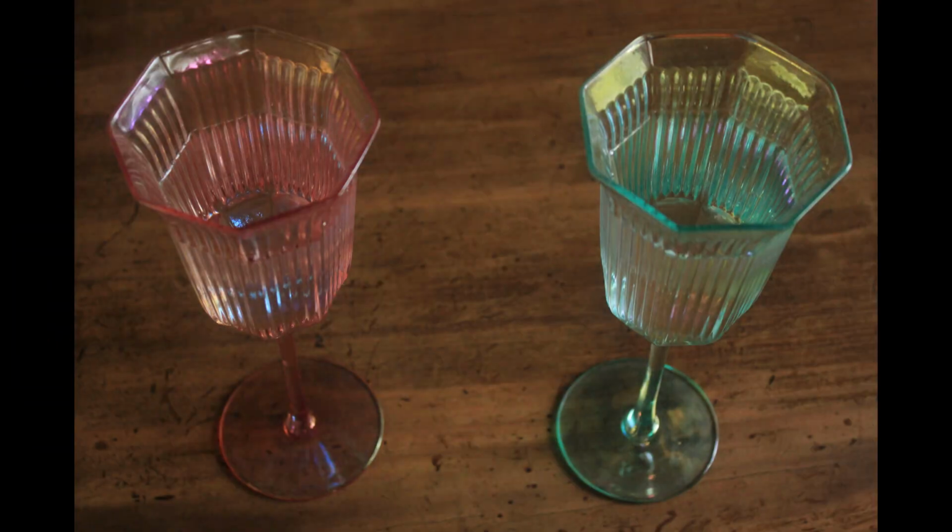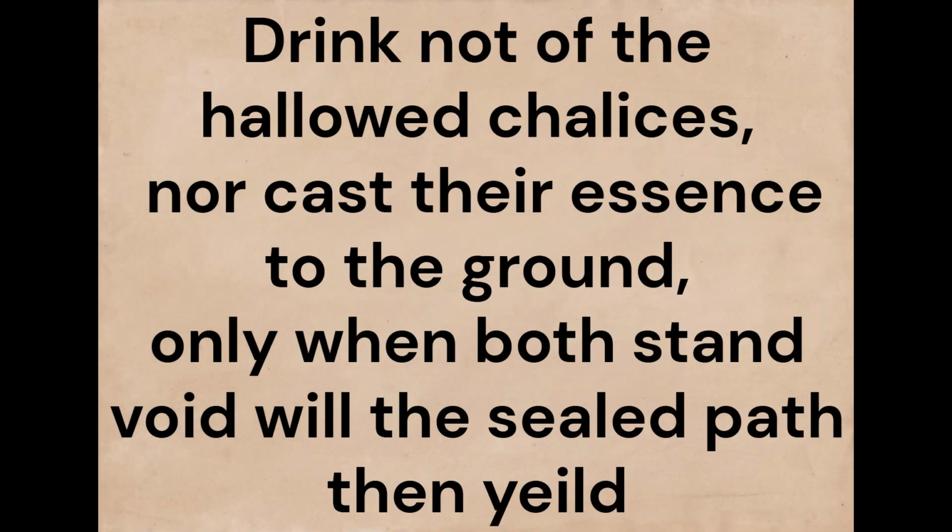This puzzle works best if all of your players have cups of their own as you're playing the game, because for this puzzle you're going to have 2 goblets, or cups, in front of a doorway. Both of the cups have some sort of drink in it, be it juice or just water or something. But above the door is written, "Drink not of the hallowed chalices, nor cast their essence to the ground. Only when both stand void will the sealed path then yield."